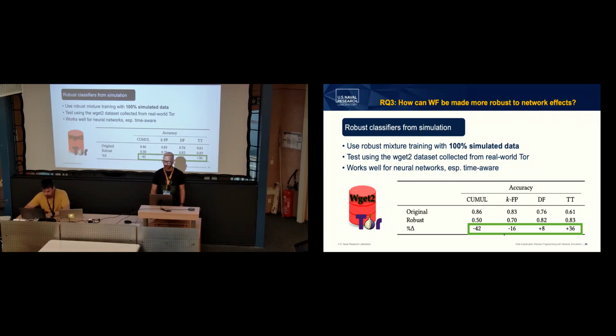And we found that this doesn't work very well for the classical algorithms, CUMUL and k-FP, but it does work well for the neural networks, and especially well for the time-aware algorithm, the TikTok algorithm, likely because we have a more diverse congestion data set that we were using for training.